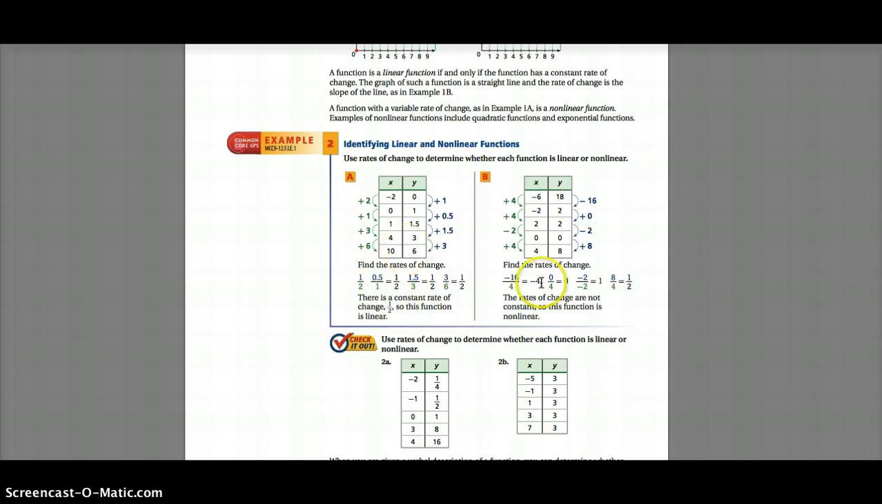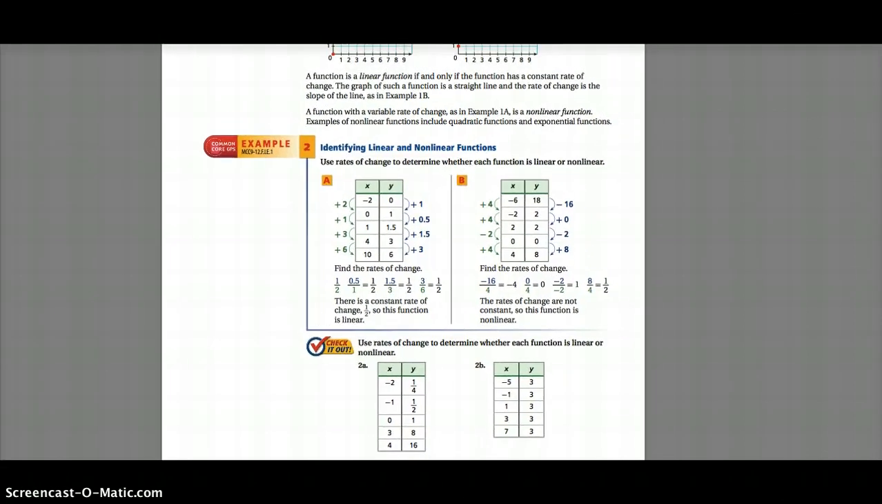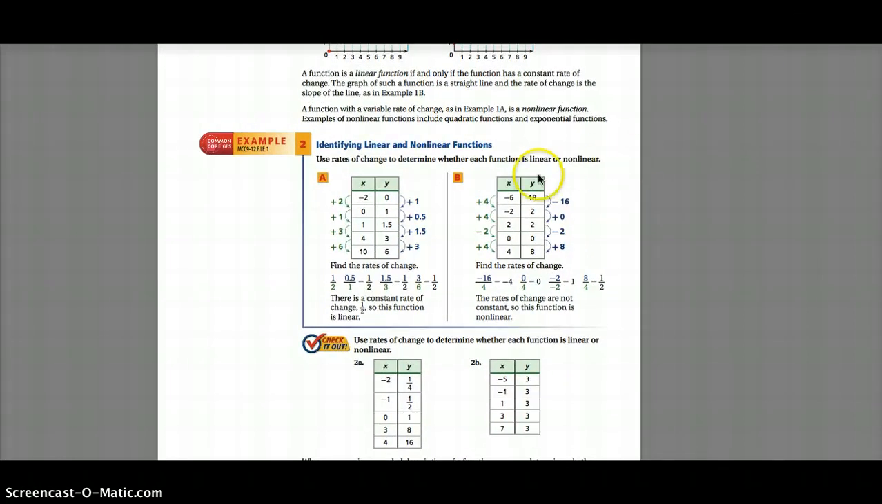So if we look at this one, and here's our calculations of the rate of change, you can see that this one is not linear. So go ahead and pause the video and determine whether or not you think that these two examples are linear or not. Okay, so if you were to look at this first one, hopefully you tried to calculate it.